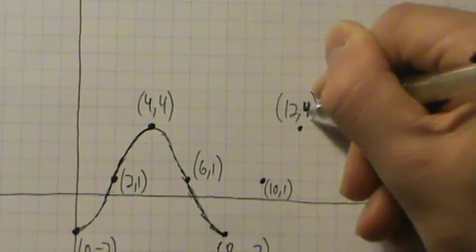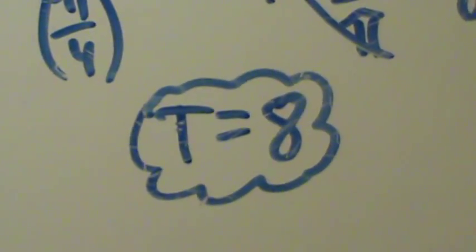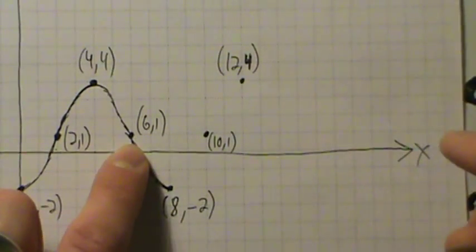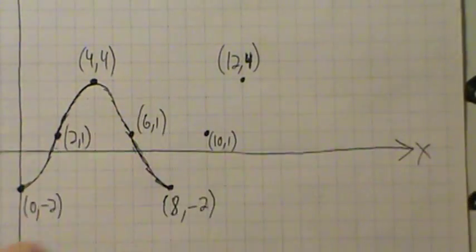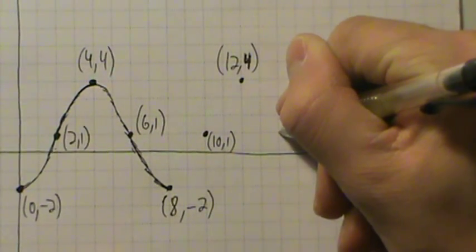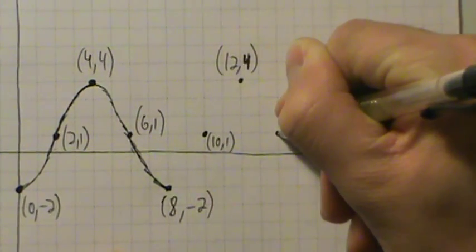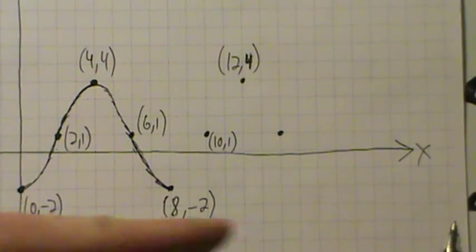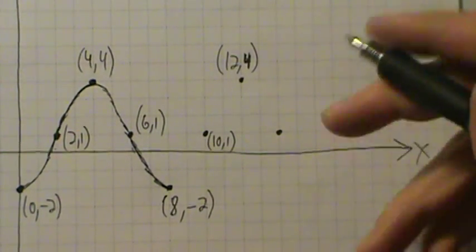Okay, why 8 units to the right? Because again, we found out earlier, way back at the beginning of this video, that the period is 8. So anyway, continuing this, 6 comma 1, if we go 8 units to the right, we'll be at 14 comma 1. And then 8 comma negative 2, go 8 units to the right, we're going to be at 16 comma negative 2.